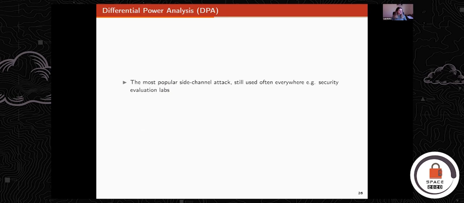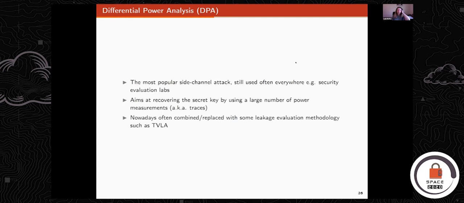But let's say just a few words on non-profiled attacks, because I promised to speak about templates and the time is going very fast. This is still the most popular side channel attack, and it is performed everywhere, because the idea is to use statistics on a large number of power measurements, also called traces. Sometimes it's combined or even replaced with a leakage evaluation methodology like TVLA, which also uses statistics to evaluate whether there is leakage in a certain implementation or not. That gives more information than performing a DPA with a specific distinguisher, because then you can only conclude that this specific attack works or not, but we don't know what would happen with other attacks. So we have no more general information.